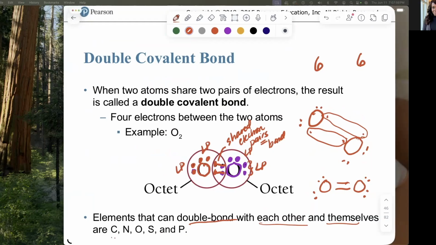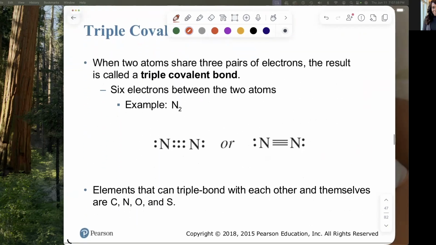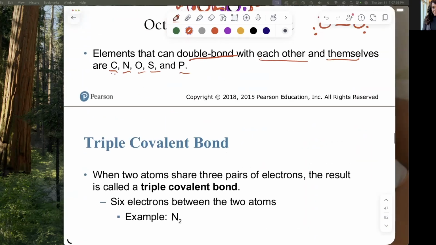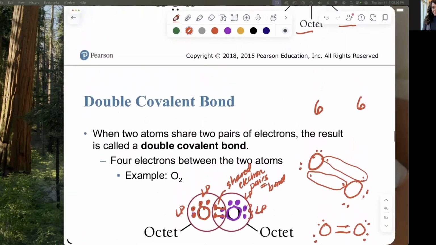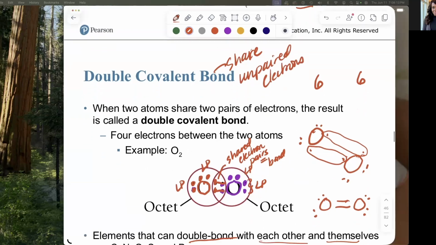So the elements that can have double bonds or multiple bonds with each other are carbon, nitrogen, oxygen, sulfur, phosphorus. Okay, some elements can triple bond. Oh, by the way, remember when we're bonding, we're sharing the unpaired electrons. So don't forget, when you're bonding, you want to share unpaired electrons.